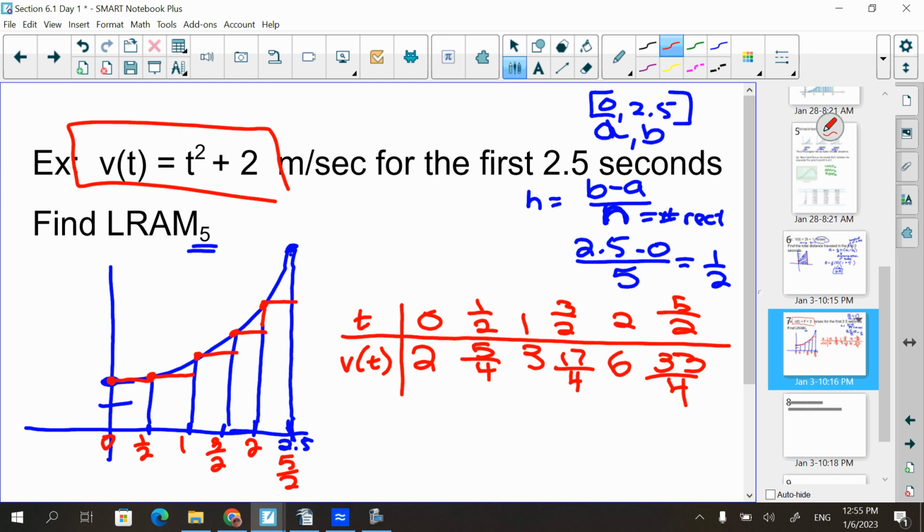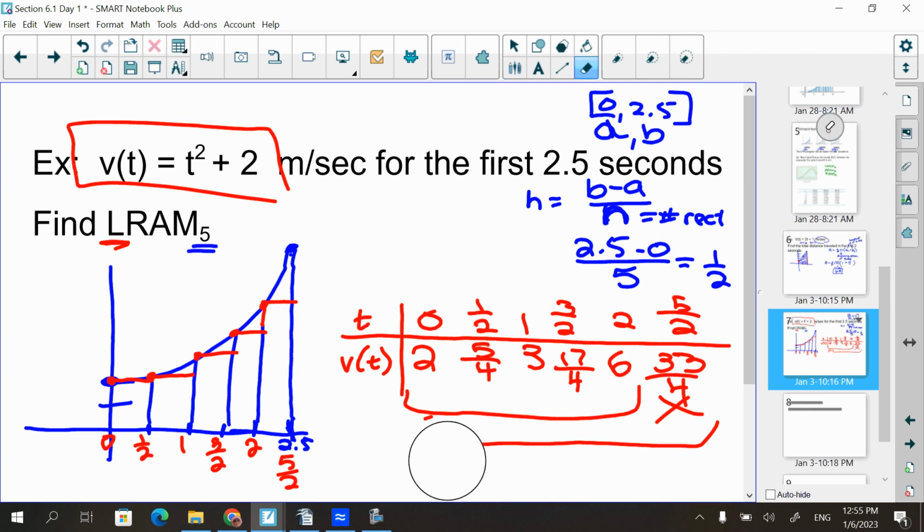Okay, now, LRAM says left. Count all of these y values to the left, but leave off the right one. If it was RRAM, I'd do all of these, including the right one, and I would leave off that last one over there, okay? So it just depends on how they have it.